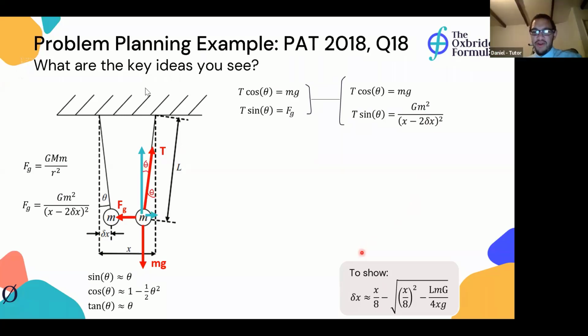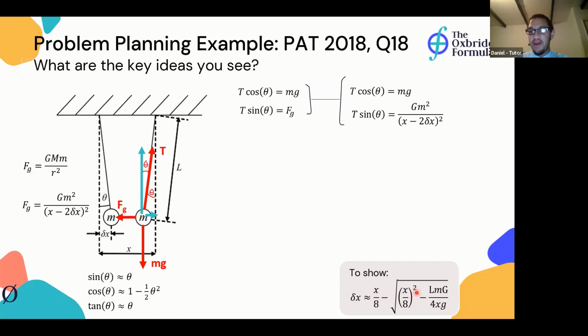Yeah, so we're trying to get the deflection that they showed on the bottom, which is delta x is approximately equal to x over 8 minus this term in the square root sign. I've noticed that there's no theta and no tension in there, even though we've got those in our equation. So we've got T cos theta is mg, and then T sin theta is the gravitational force term. So I think we're going to have to get rid of these to hopefully get to an answer that looks like that.